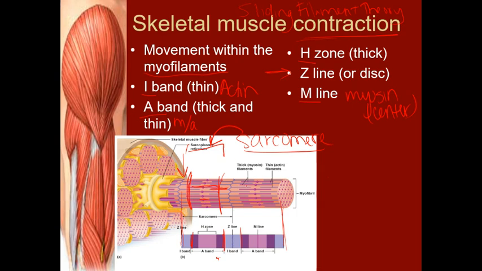And I don't know if I mentioned the Z line. The Z line was the end of the actin from one sarcomere to the end of the actin on the other sarcomere.